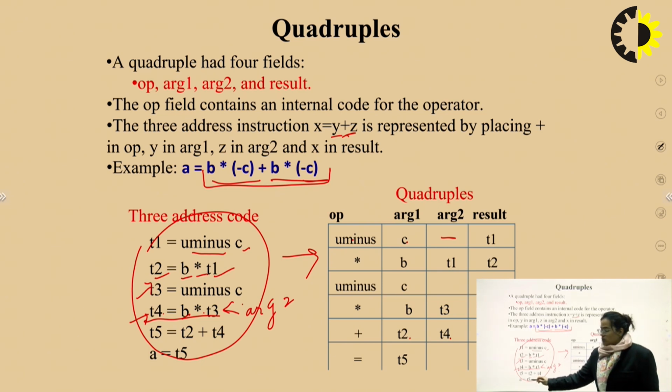Then A equals T5. This is a copy statement: we copy the T5 value into A. So the equals sign is the operator, argument 1 is T5, and A is the result.